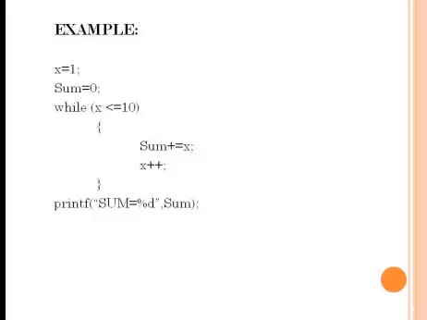Whenever the control reaches the while statement, first it checks the condition. Here the condition is x less than or equals to 10. It will check 1 less than or equals to 10. This condition is true, so it evaluates the statements in the while loop. The first statement in the while loop is sum plus equals to x.